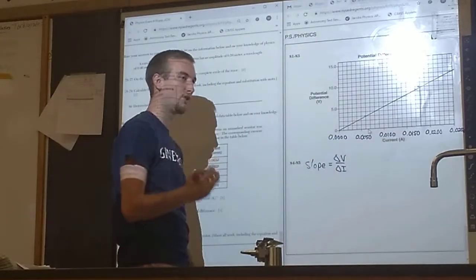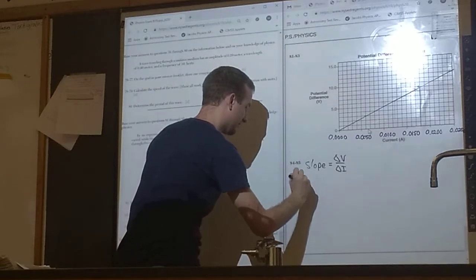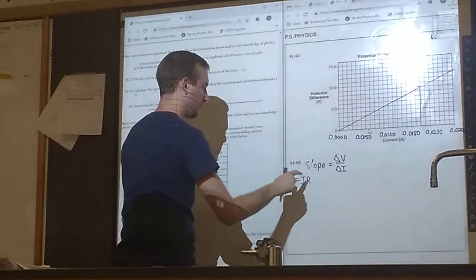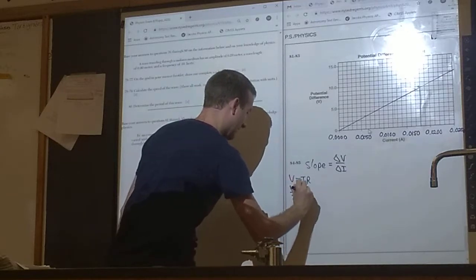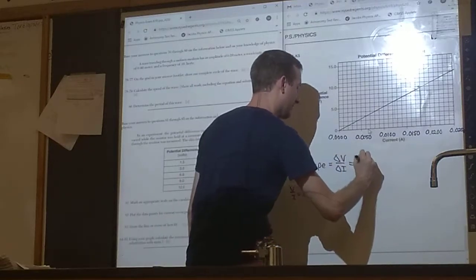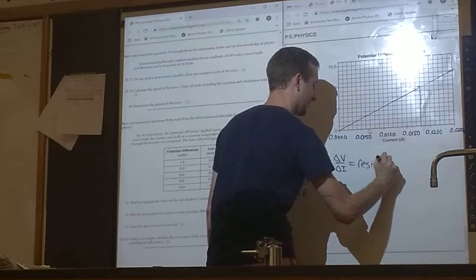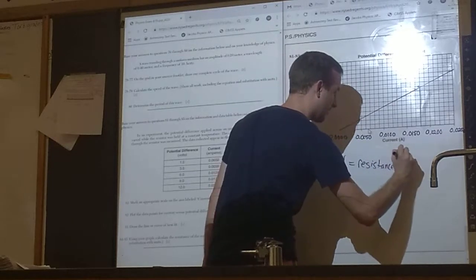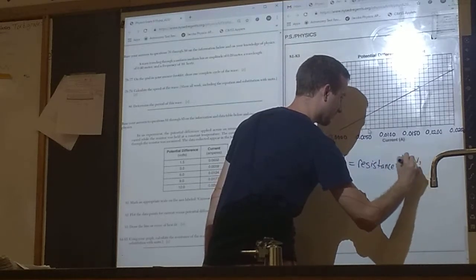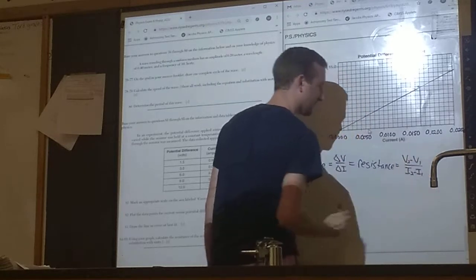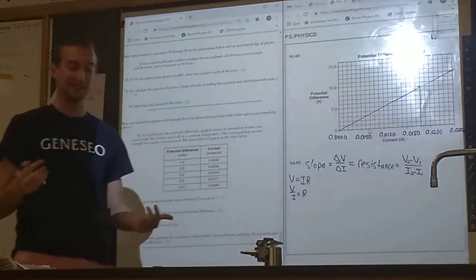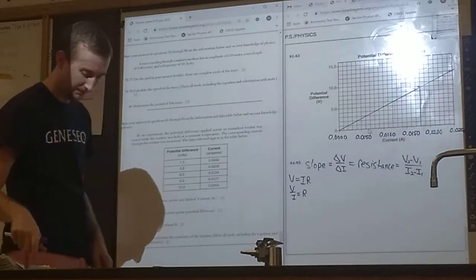Now, let's go back to Ohm's law for a second. We know Ohm's law is V equals IR. What do we get if we rearrange this? If we do V divided by I, we get R. The slope must be the resistance of this resistor. So all we need to do is find 2 points, plug the coordinates of those 2 points into the slope equation. We should have the resistance. That's actually really neat. Okay?